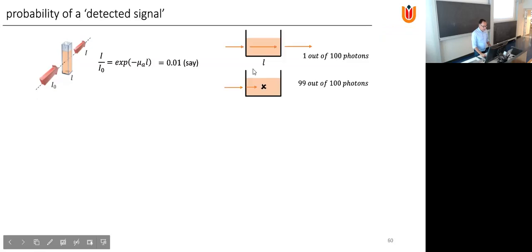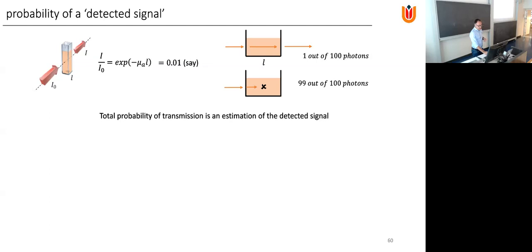Just to remind you a little bit further of the whole goal of this Monte Carlo simulation. Suppose we have an experiment. This would be Lambert-Beer's law, where we calculate the transmission through a cuvette, and let's say that would be 1%. In terms of probabilities of photons traveling through such a cuvette, if the transmission is 1%, we would expect 1 out of every 100 photons to actually pass through the cuvette, and 99 out of 100 to be absorbed in the cuvette. So the total probability of transmission in this case is an estimation of the detected signal.